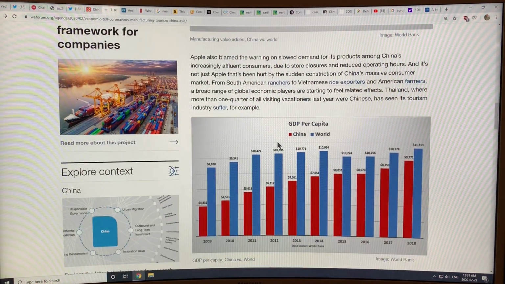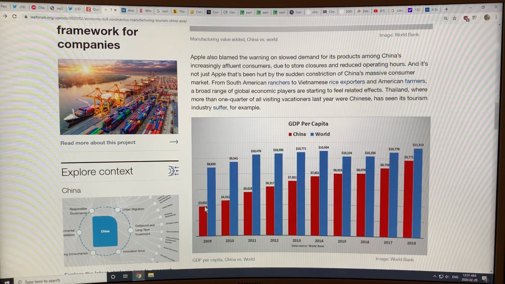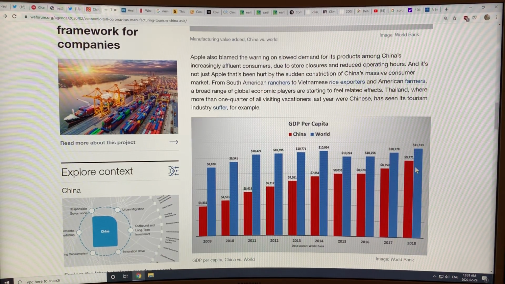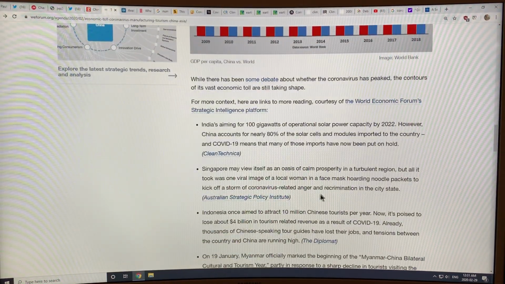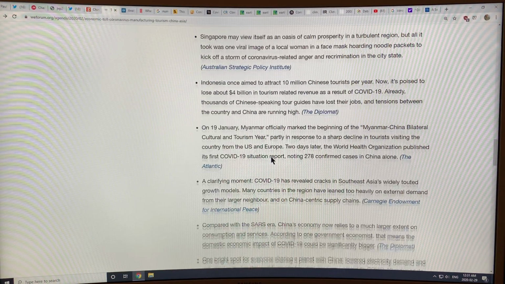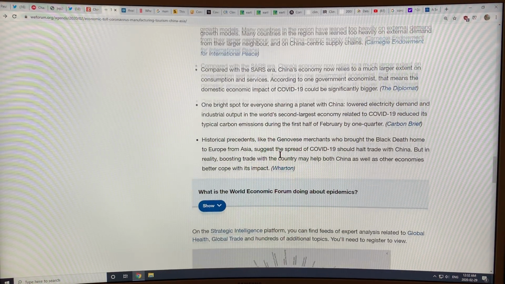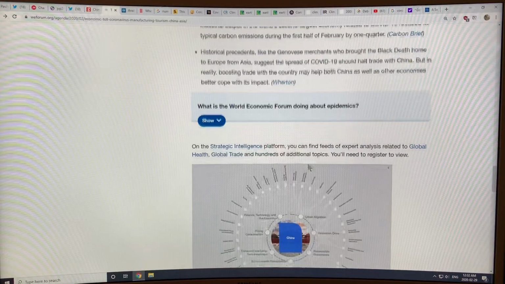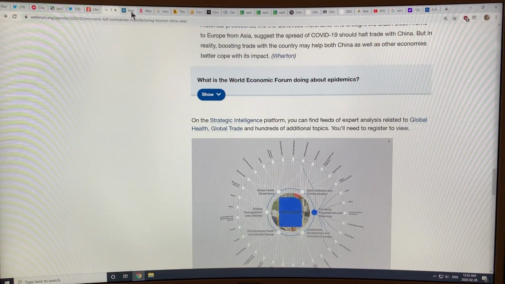And GDP per capita per person, how China has gone way up. Look how it was relative to the globe in 2009, and now it's almost coming up to par with the rest of the world. And it talks about the tourism, the production, dealing with SARS and so on. It talks about global trade and global health. So that's another good article.